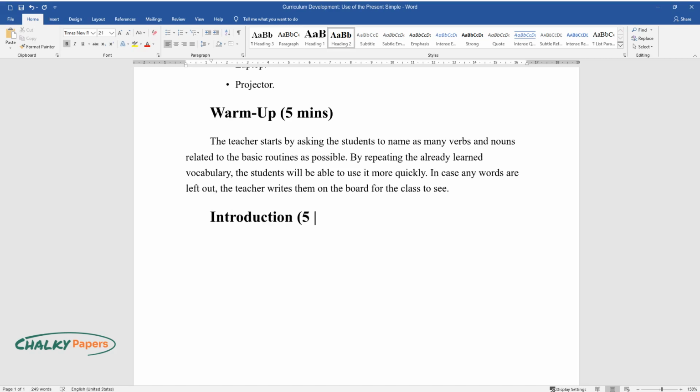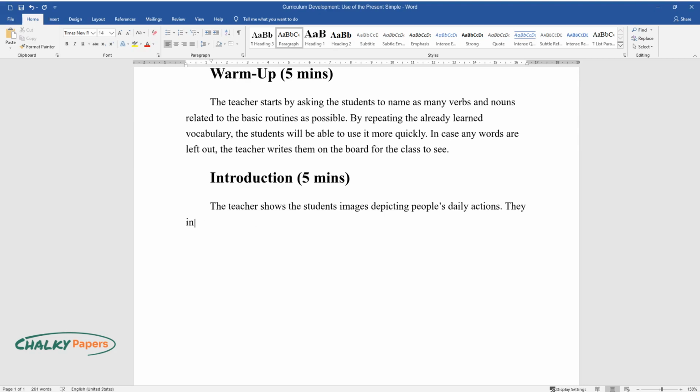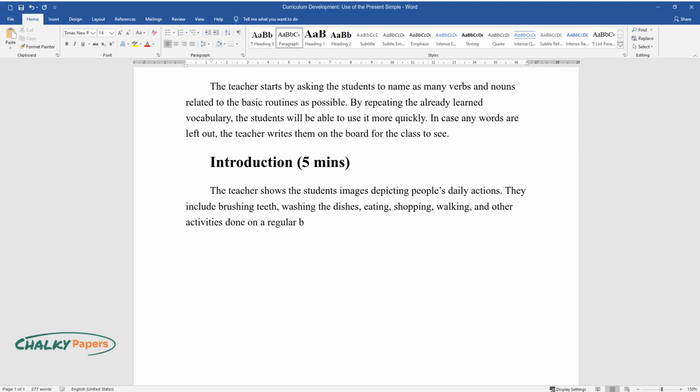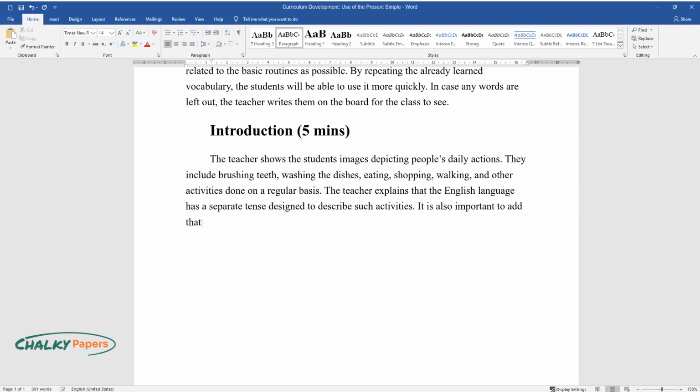Introduction, 5 minutes. The teacher shows the students images depicting people's daily actions. They include brushing teeth, washing the dishes, eating, shopping, walking, and other activities done on a regular basis. The teacher explains that the English language has a separate tense designed to describe such activities. It is also important to add that present simple is the critical topic for learning the language and overall communication.